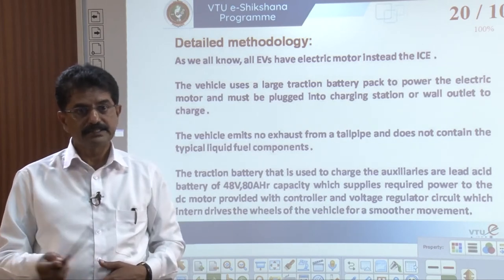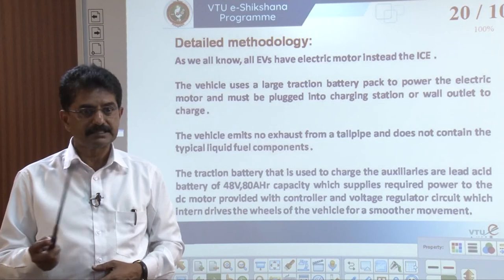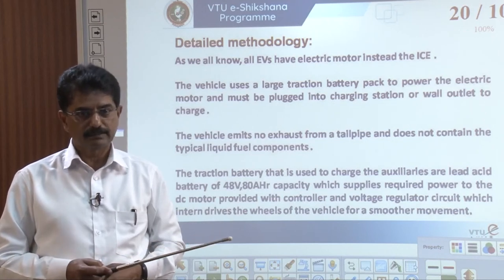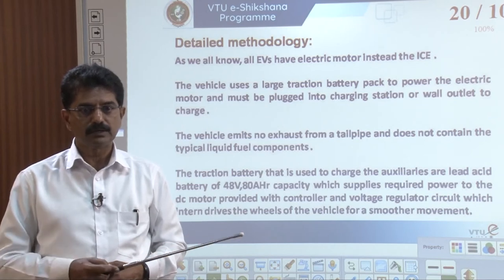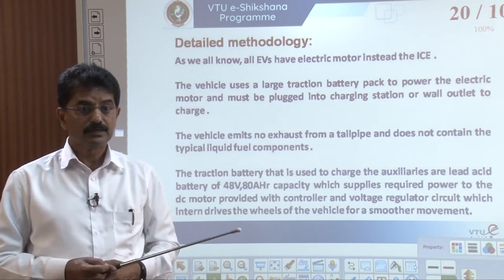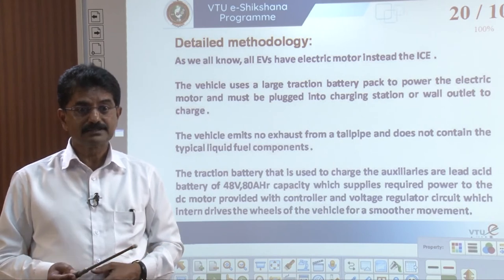The traction battery that is used to charge the auxiliaries is a lead acid battery of 48 volt, 80 ampere hour capacity, which supplies the required power to the DC motor provided with the controller and voltage regulator circuit, which in turn drives the wheels of the vehicle.